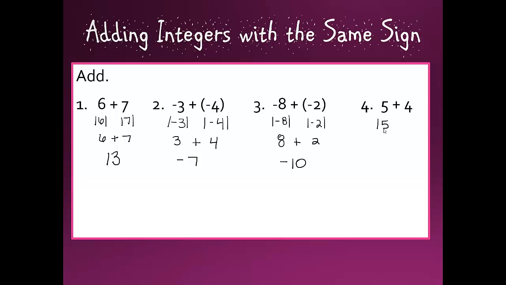First, we look at the absolute value of 5, which is 5, and we find the absolute value of 4, which is 4, and then we add 5 plus 4, which is 9. Now we look back for our common sign. The 5 is positive and the 4 is positive, so since both of them are positive, the answer is positive, so it's just 9.